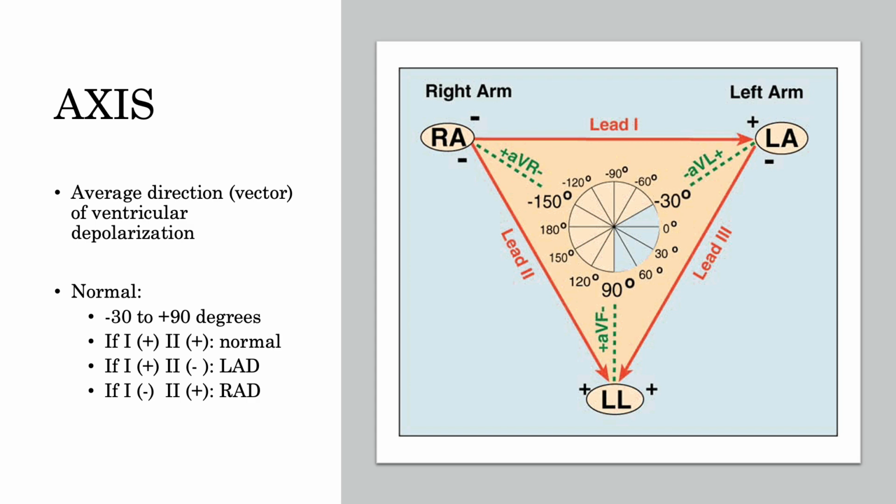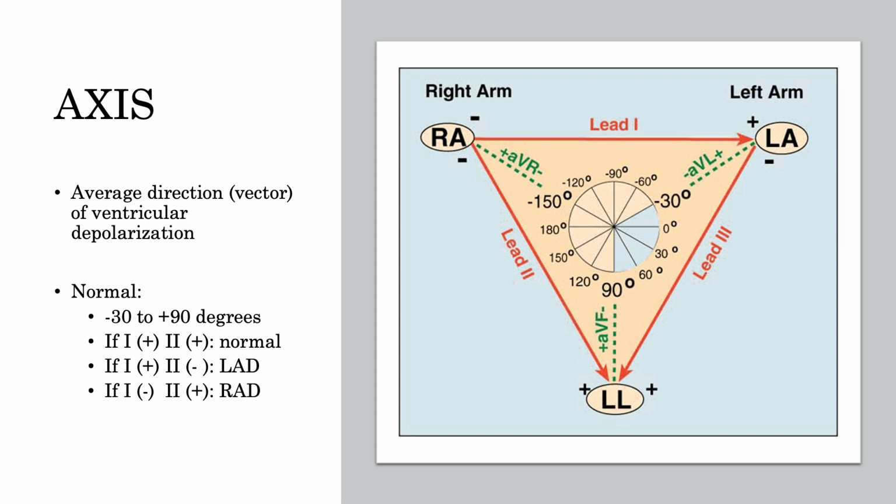Lead 2 becomes more positive as the electrical activity moves down towards the left limb, and that lead runs at 60 degrees. Lead 3 also becomes more positive as it moves downward, and it runs at 120 degrees. And then the calculated leads are AVR, AVL, and AVF. AVF is at 90 degrees, AVL is running at -30, and AVR is running at -150.